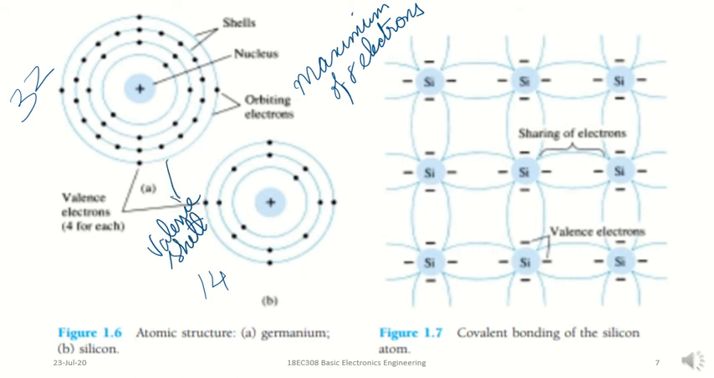Okay, this shell is called the valence shell or outermost shell. It can have a maximum of how many electrons? 8 electrons. But how many electrons are there? Actually, only 4. Maximum it can have 8 electrons, but only 4 are present. So the remaining 4 seats are empty, and they can be filled by the nearby atoms.